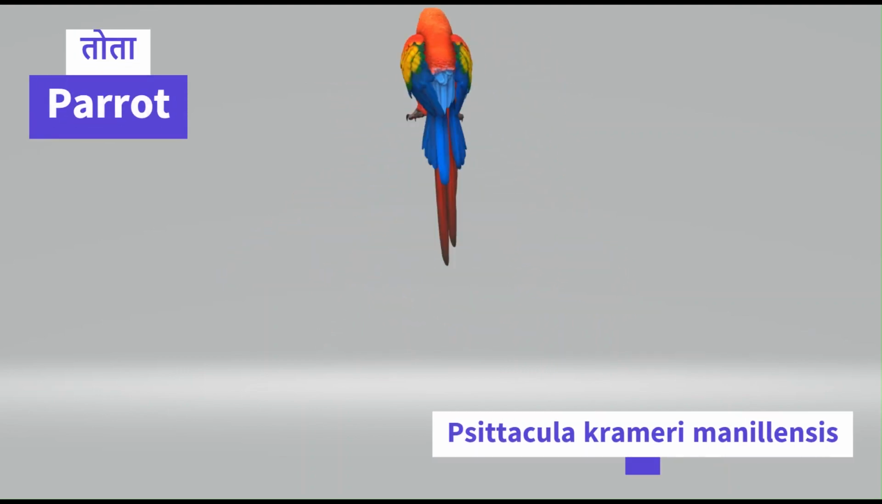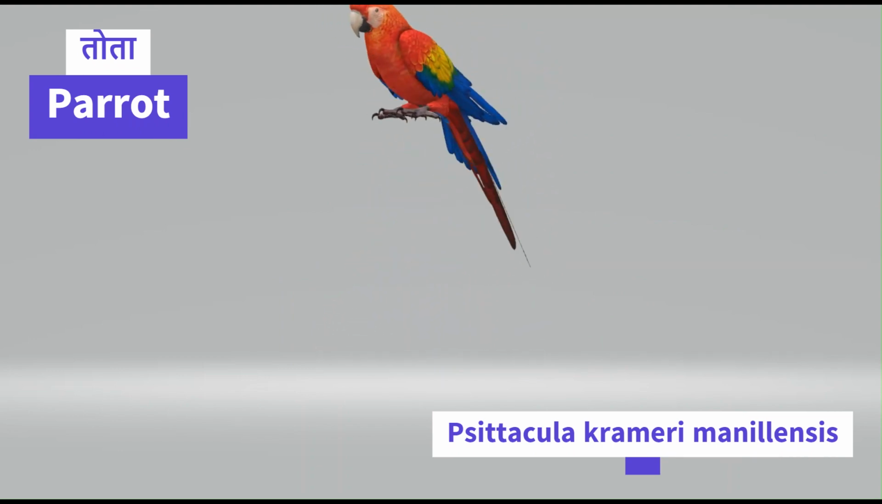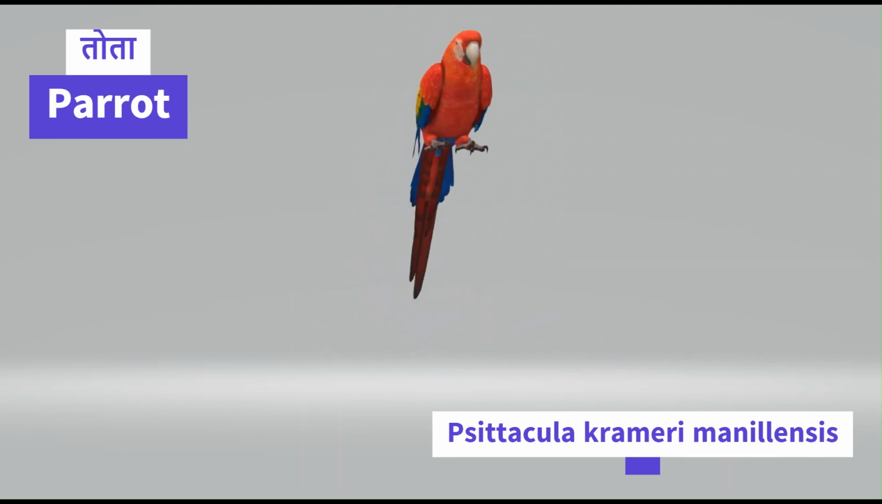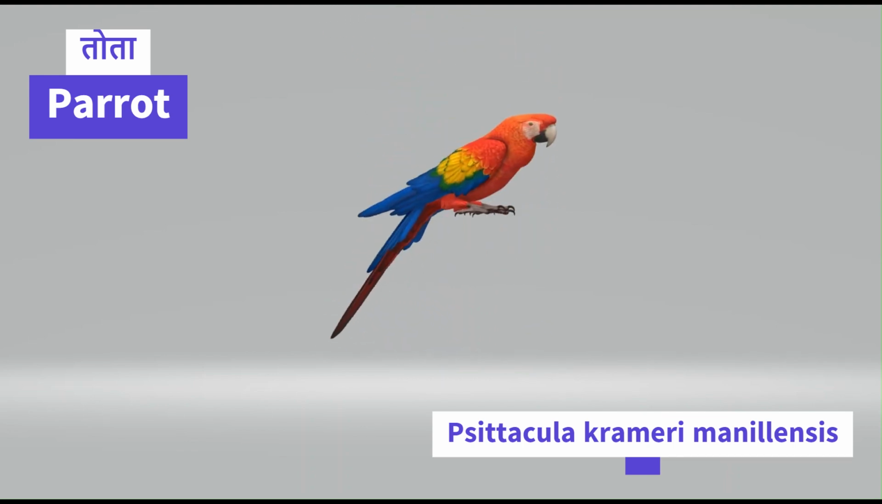The next bird is a parrot. It is known as Tota in Hindi. The scientific name of parrot is Psittacula crameri manilensis.